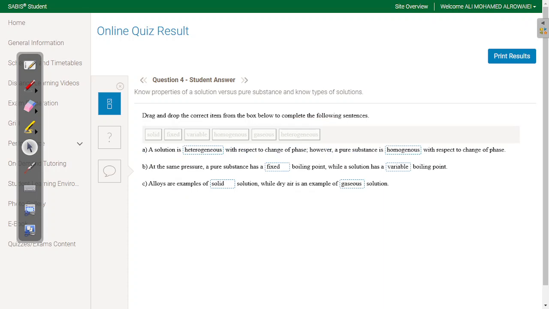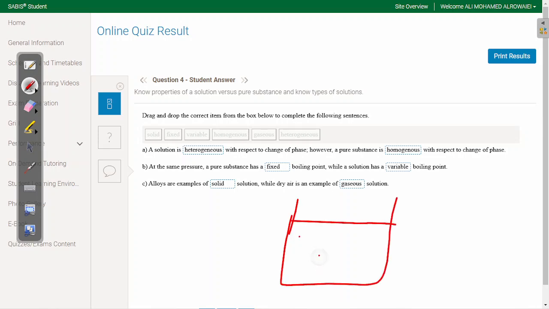A solution is what with respect to change of phase? Okay, a solution is heterogeneous with respect to change of phase. Even though it's homogeneous by itself, heterogeneous with respect to change of phase means when you have a pot of water and it has salt inside. When it evaporates, it will leave some salt behind, right? So that will be heterogeneous. The gas will leave the salt behind, so you can see the salt. It won't be homogeneous anymore.